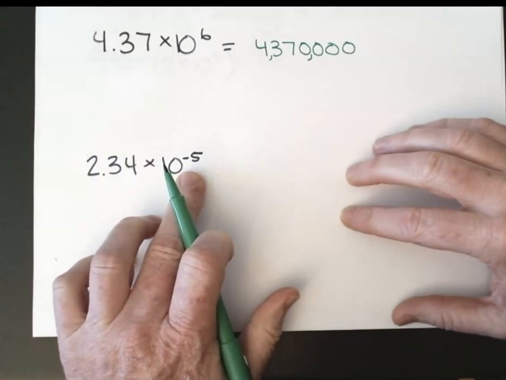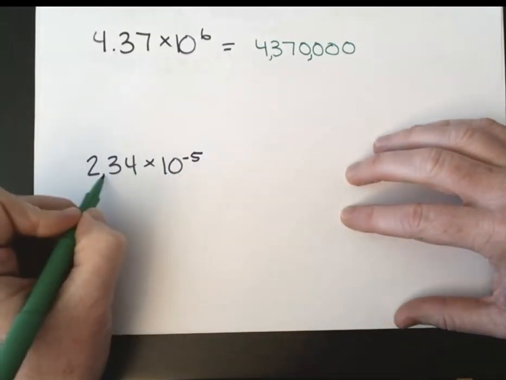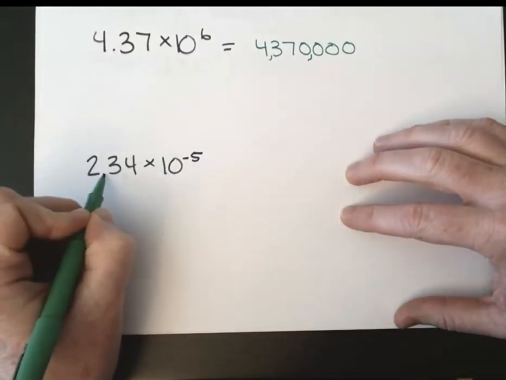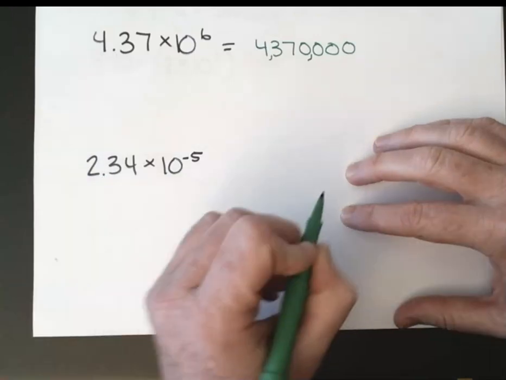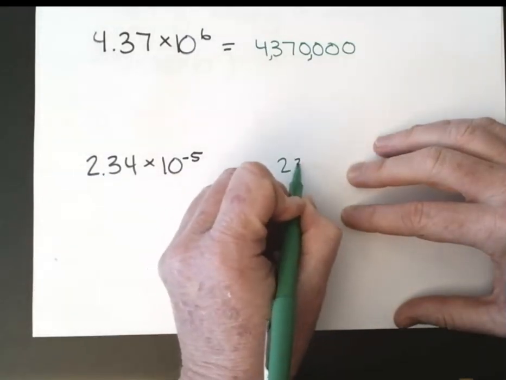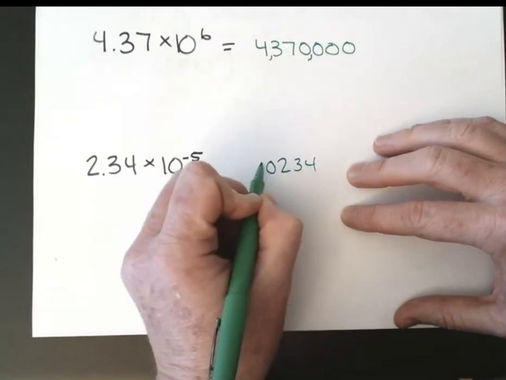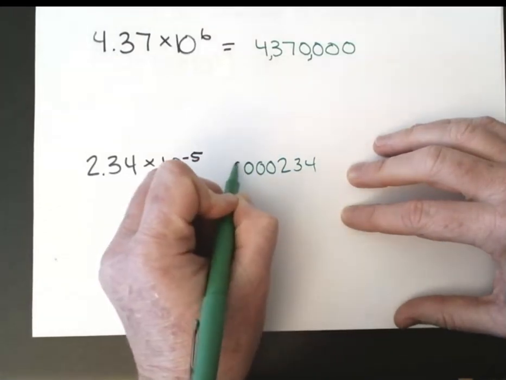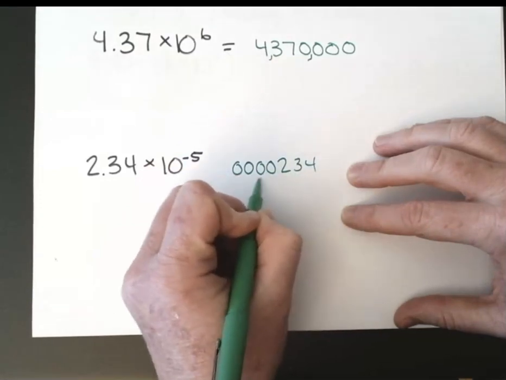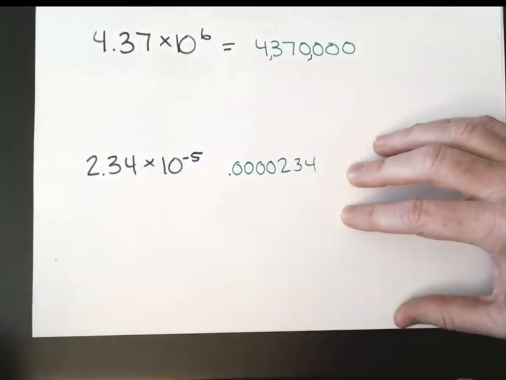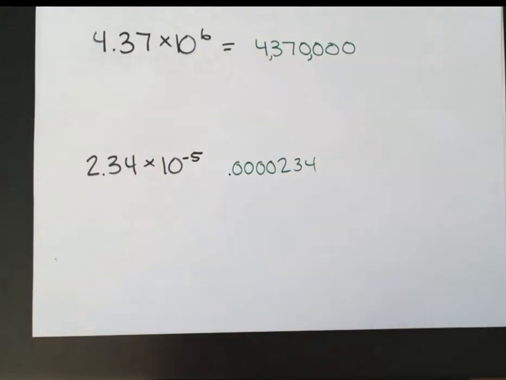10 to the negative 5th, that's a really small number. So we're going to move this decimal to the left 5 times. So we're going to go 1, right? So I have 2, 3, 4. Here was my decimal. I moved it 1 place, 2 place, 3 place, 4 place, 5 place, right? 1, 2, 3, 4, 5. So you have to add those zeros as placeholders.